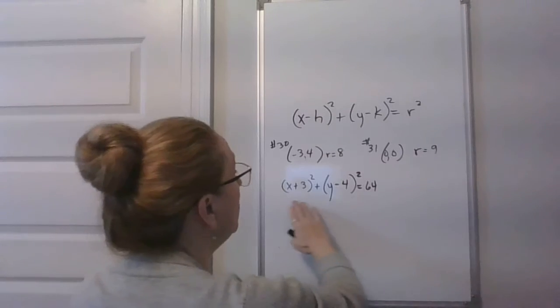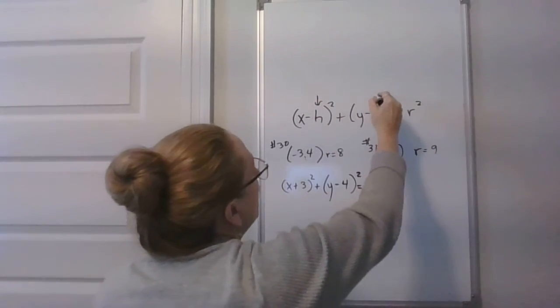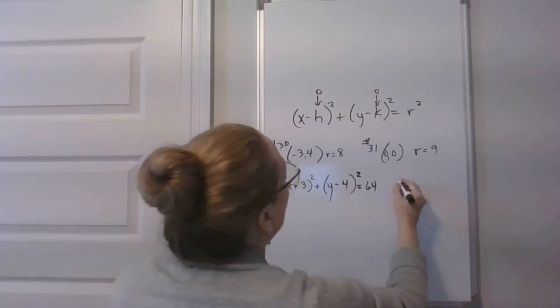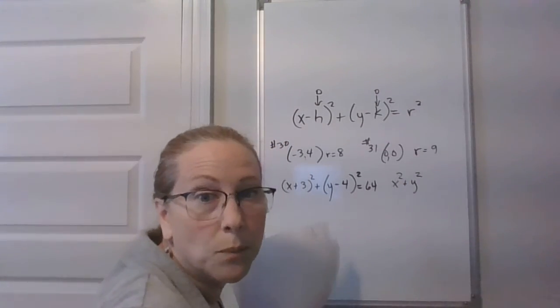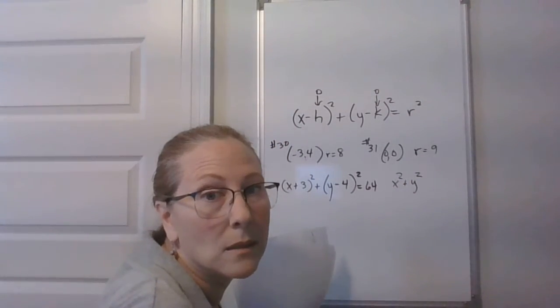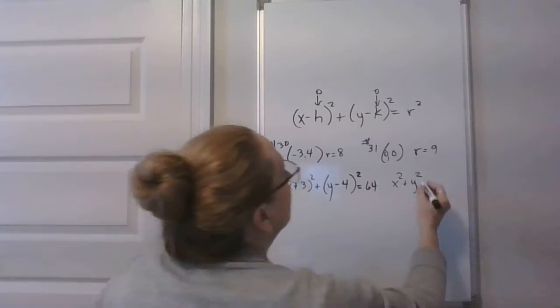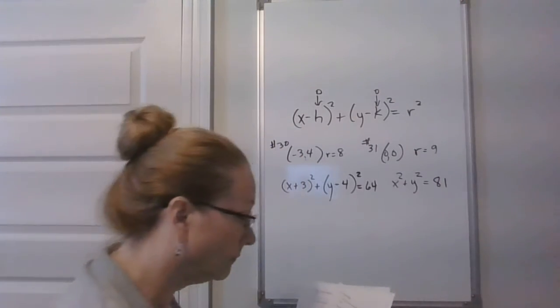Now, that was 30. Now, 31. Well, if I'm plugging in 0 here and 0 here, what happens? Well, I get x squared plus y squared. The 0 disappears. X minus 0 is x, y minus 0 is y. So I get x plus y. My radius of 9 gets squared again.